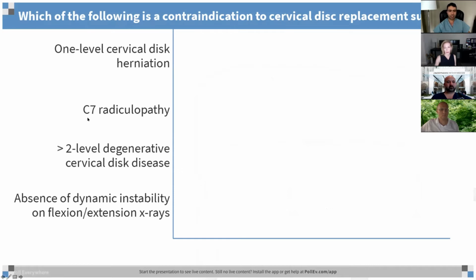1-level disc herniation, C7 radiculopathy, greater than 2-level degenerative cervical disease, or absence of dynamic instability on flexion extension. Well, I think, Jonathan, you do have surgeons that can off-label, of course, do 3 levels. Sometimes they do hybrids, and I'm sure we're going to talk about that. But I think you're talking about the official FDA indications, correct?